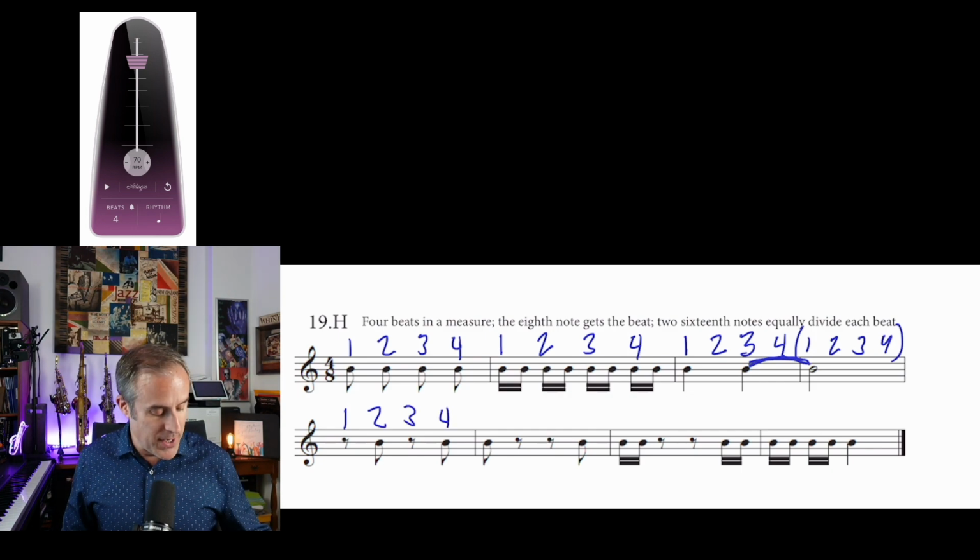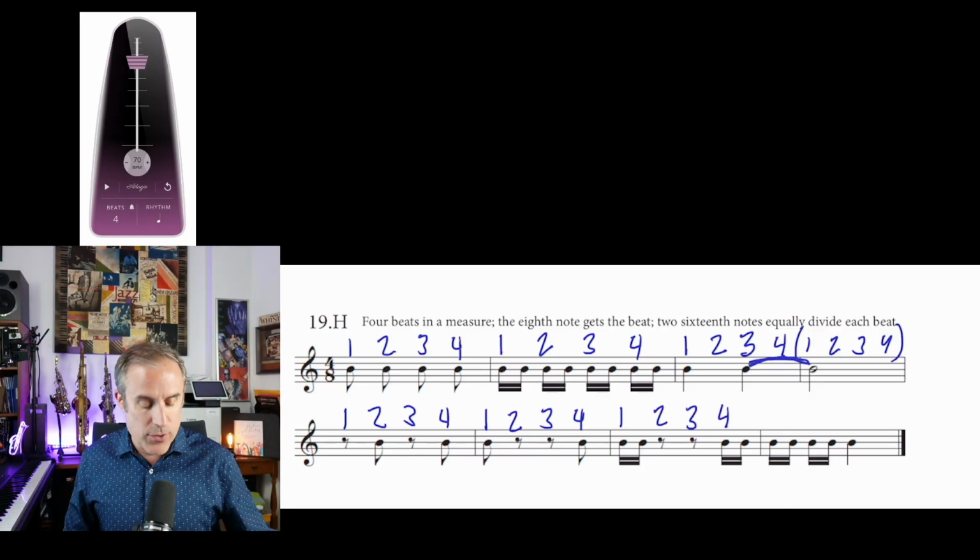Going on to measure 6, beat 1, 2, 3, and 4. Going on to measure 7, we've got these 2 16th notes happening on beat 1. On beat 2, we've got an 8th rest. On beat 3, we've got an 8th rest. And on beat 4, we have 2 more 16th notes. Okay? Moving into measure 8, beat 1, beat 2, and then beats 3 and 4 will be that quarter note.